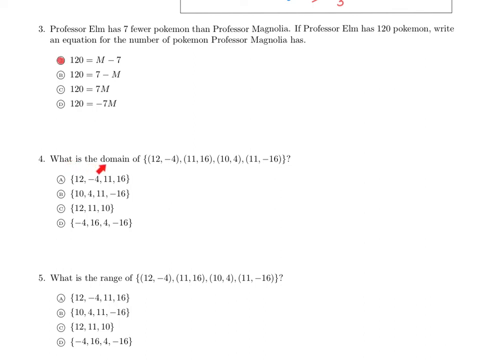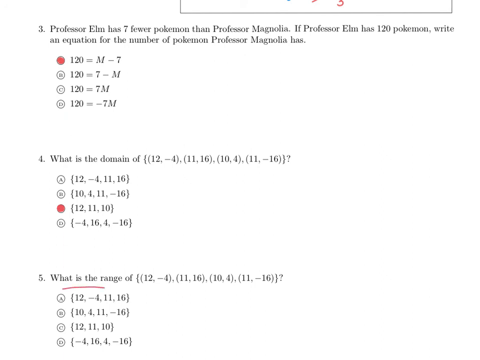Next is write the domain of 12, negative 4, 11, 16, 10, 4, 11, negative 16. Domain means all the x values without repetition. So the x values are 12, 11, and 10. 11 is coming twice, but we are going to only write it once. So the answer is C.